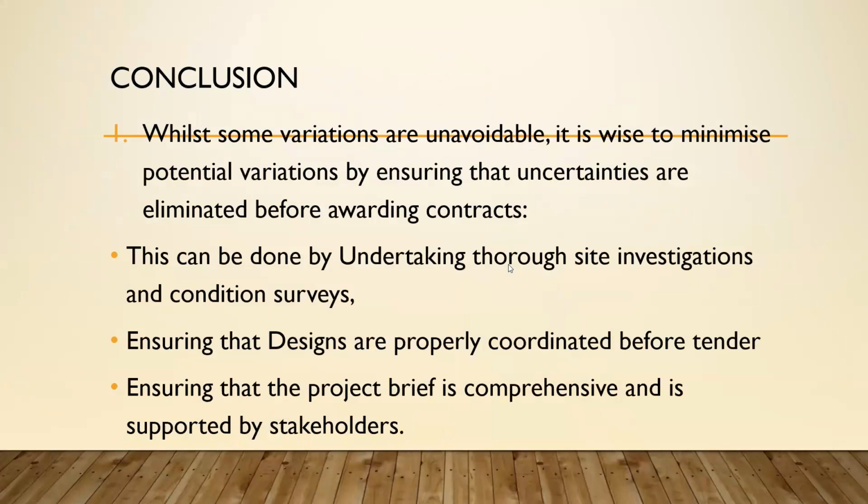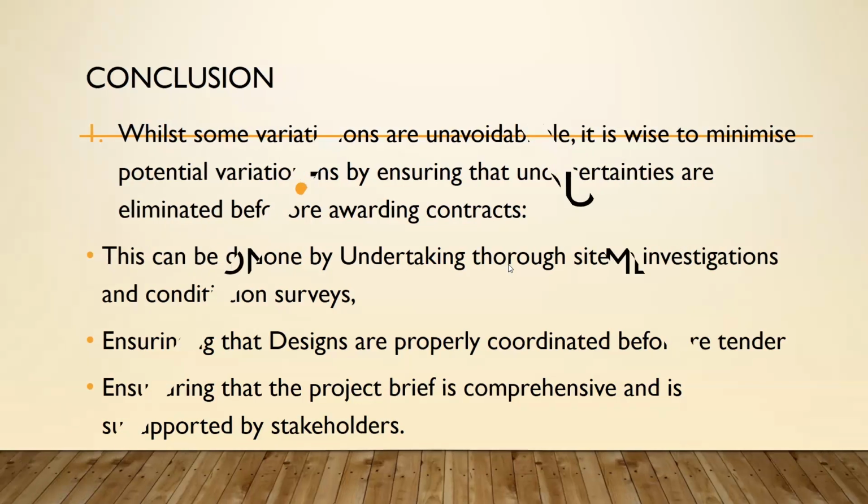So in conclusion, while some variations are unavoidable, it is wise to minimize potential variations by ensuring that uncertainties are eliminated before awarding the contract. And this can be done by undertaking thorough site investigations and condition surveys, ensuring that designs are properly coordinated before tendering, and also ensuring that the project brief is comprehensive and is supported by stakeholders.